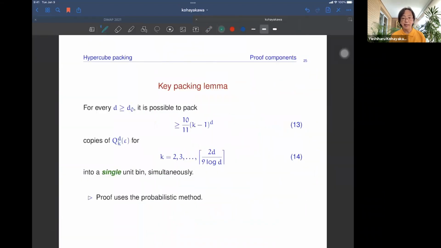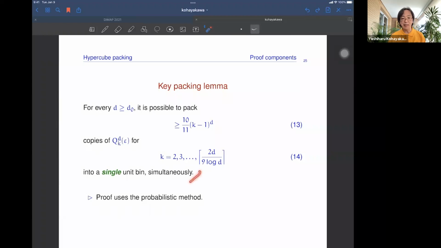So the packing lemma is the following. For every d bigger than some d0, so in high dimensions, you can pack this many: 10 over 11 times k minus 1 to the d. Remember that in these homogeneous packings, I have this k minus 1 to the d, but now I have 10 divided by 11 of them. So you can pick 10 over 11 times this maximum of these Qk's, for all these values of k, and I can pick them simultaneously into one single unit bin.